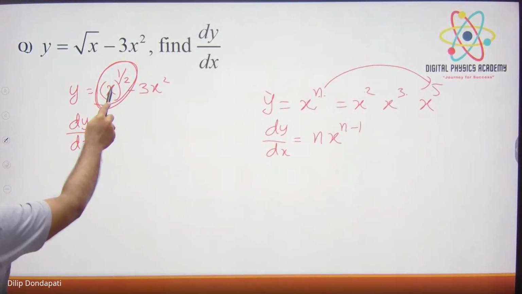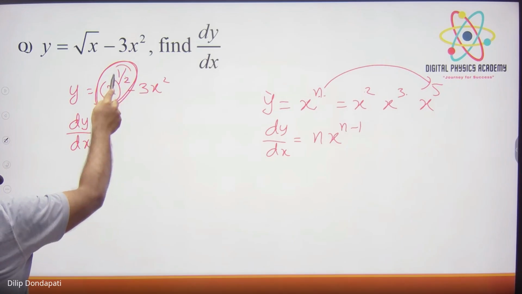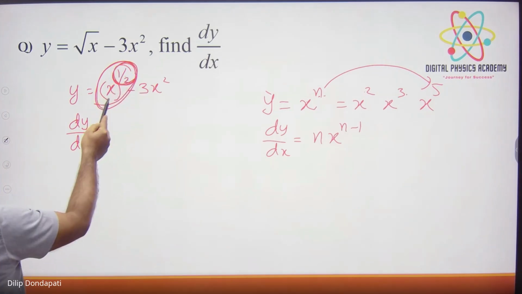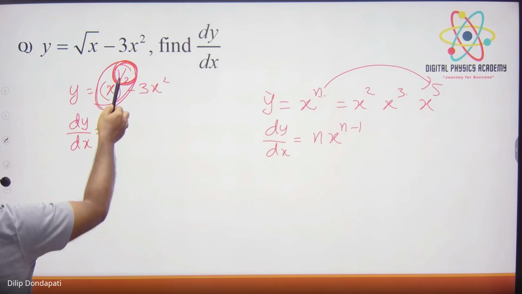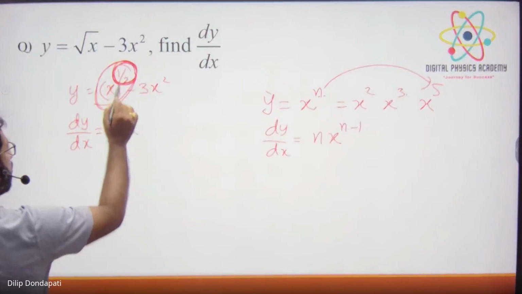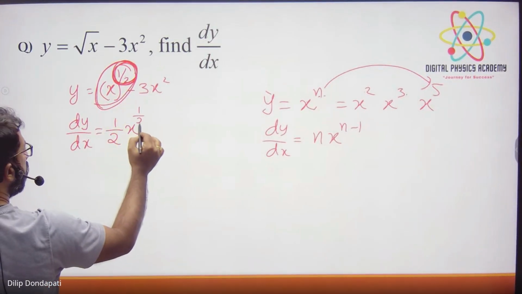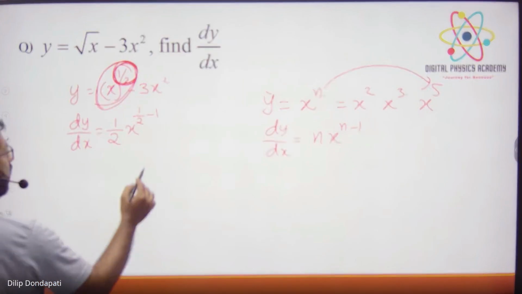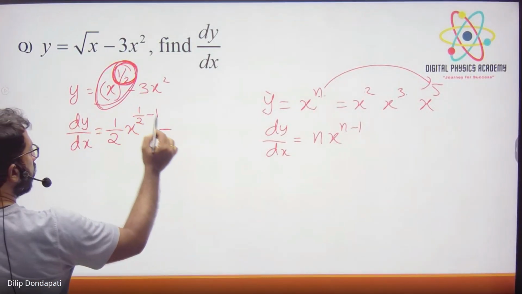See, here x power n is there. What is n here? 1 by 2, not x. n is 1 by 2 is the answer. Now tell me: 1 by 2 into x power n minus 1, so 1 by 2 minus 1. Minus 3 will be coming outside.